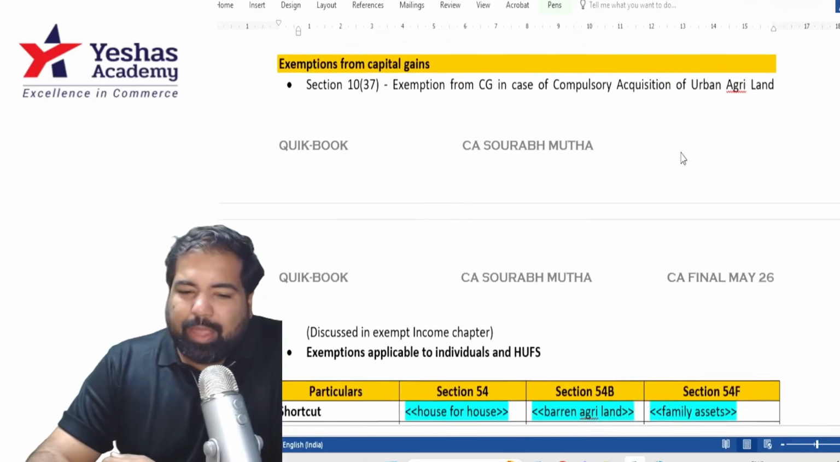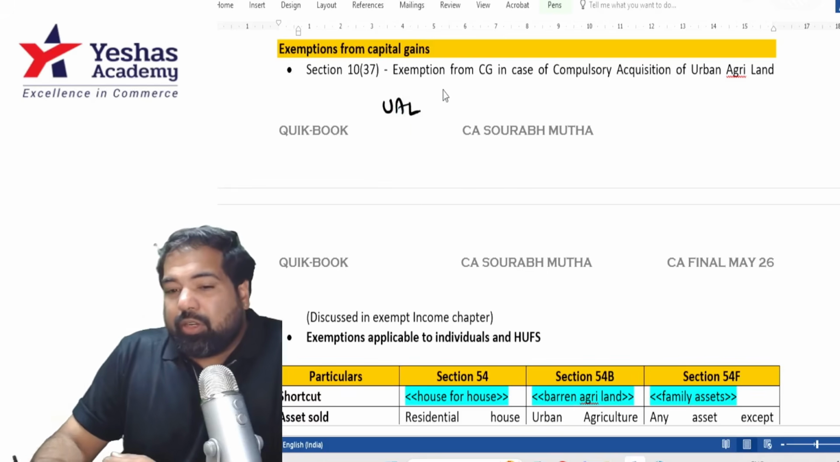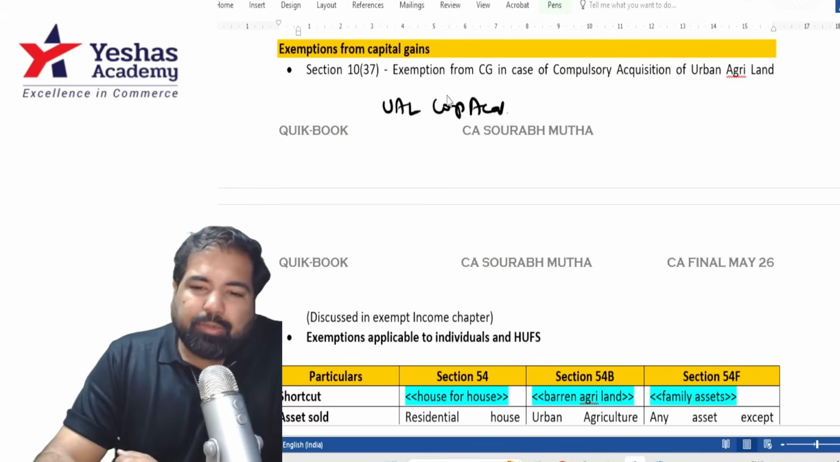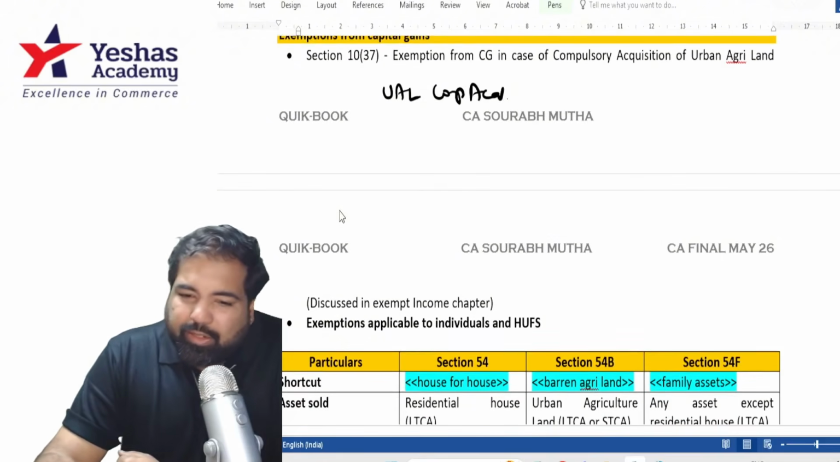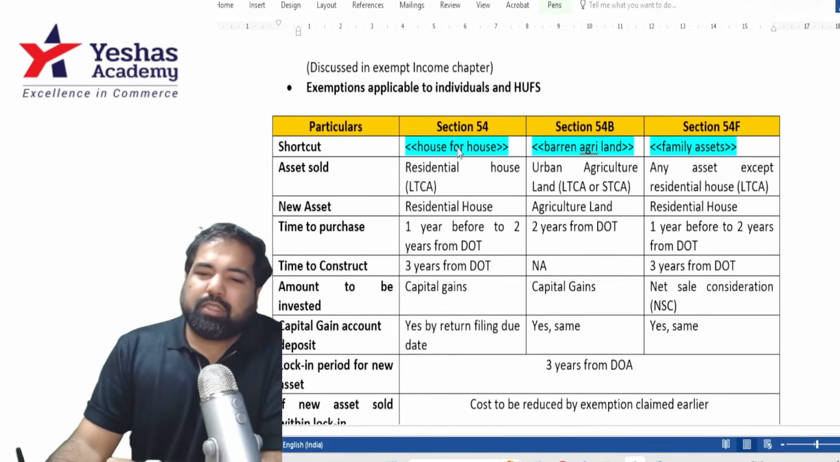Next, exemptions from capital gain. If you are selling an urban agriculture land, but you are not selling, there is compulsory acquisition, then in that case, they will not tax you. It is subject to exemption under section 10(37). Next, there are some exemptions here. These are more or less inter exemptions.